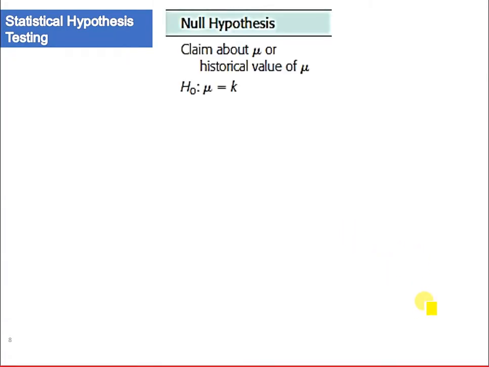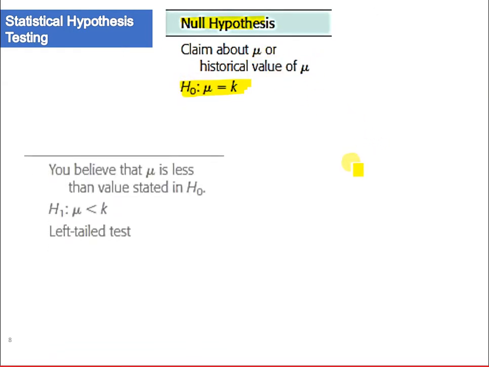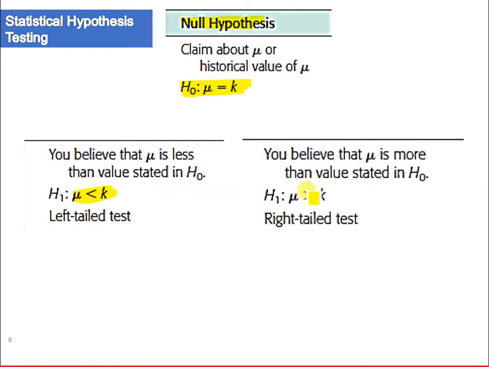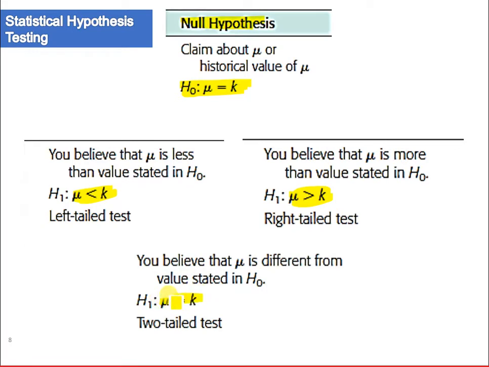So we can represent it like this. The null hypothesis will be H naught: mu is equal to K. Let's take K to be the historical value. Then the left tail test will be mu less than K. The right tail test will be mu greater than K, and we say it is a two tail test if the alternative hypothesis is not equal to K. Here we can use H1 or HA. Let's keep it standard and use HA.